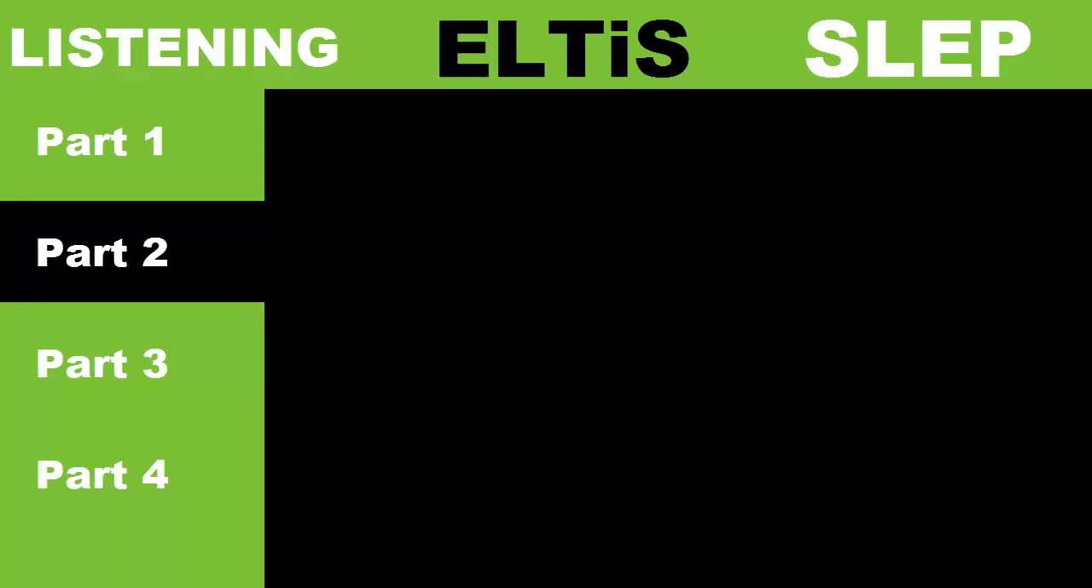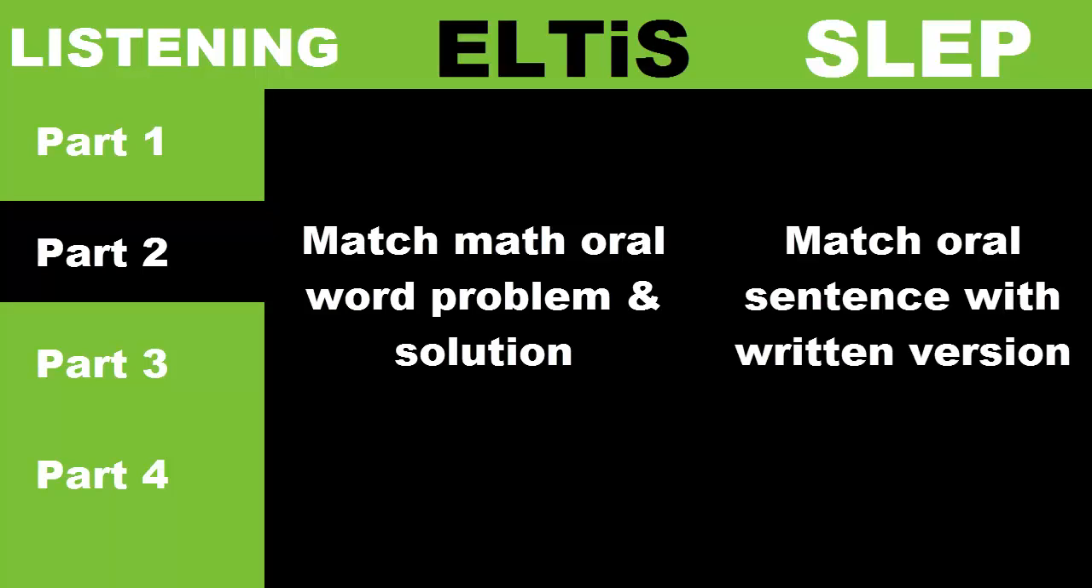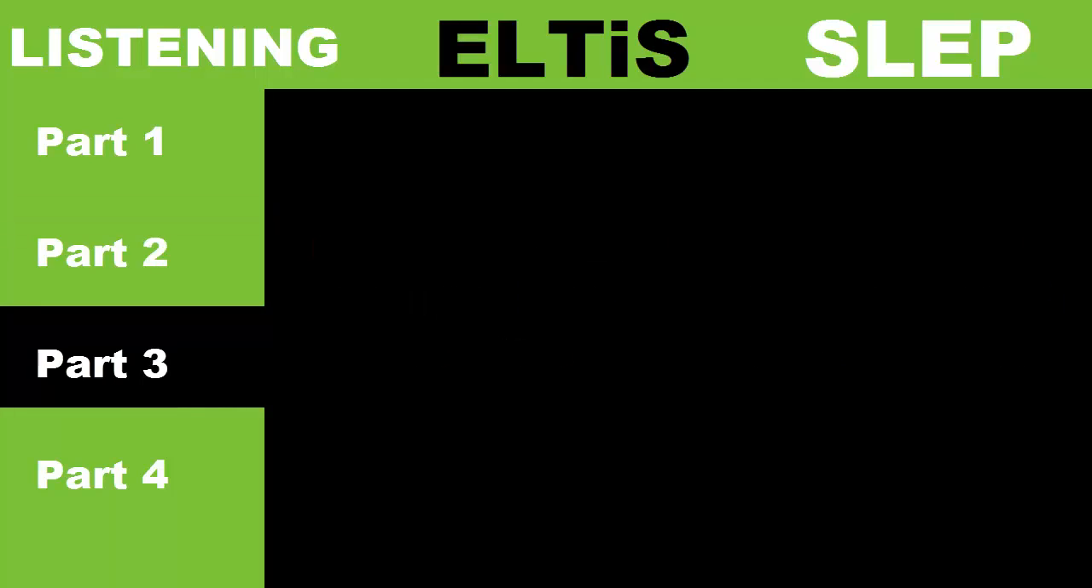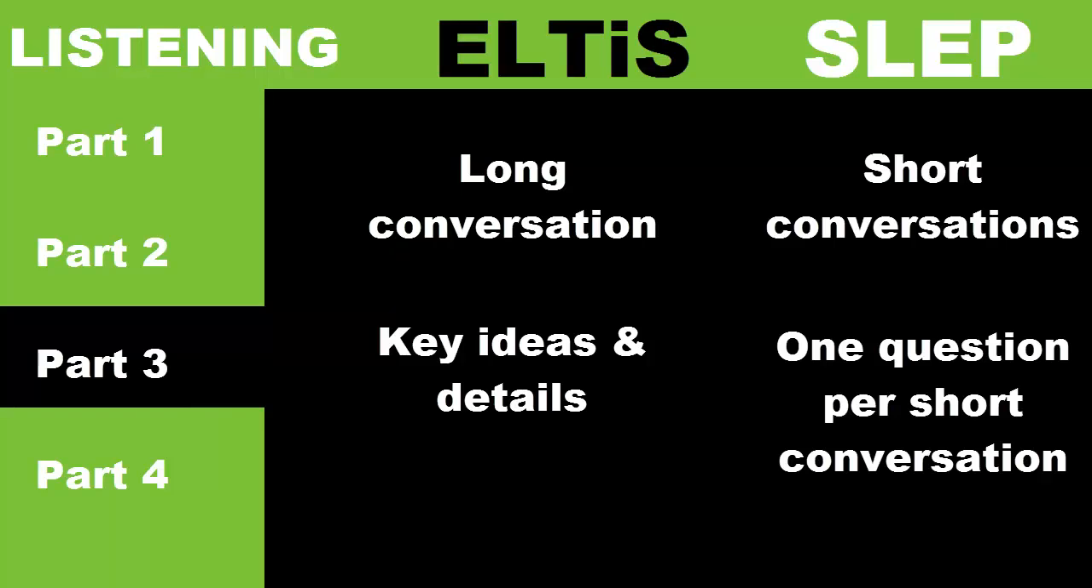In the second part, the ELTIS has math oral word problems and their solutions, whereas in the SLEP, students match an oral sentence with its written version. In the third part, the ELTIS has a conversation where the students answer questions about key ideas and details, whereas on the SLEP, the students listen to very short conversations and answer one question about each short conversation.